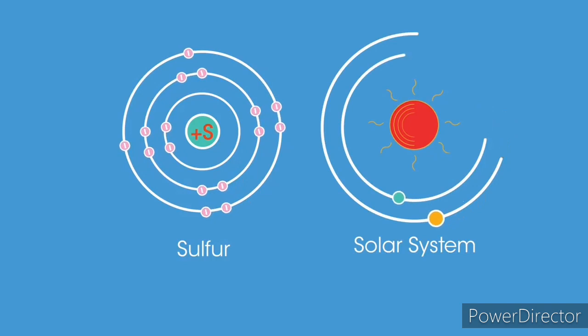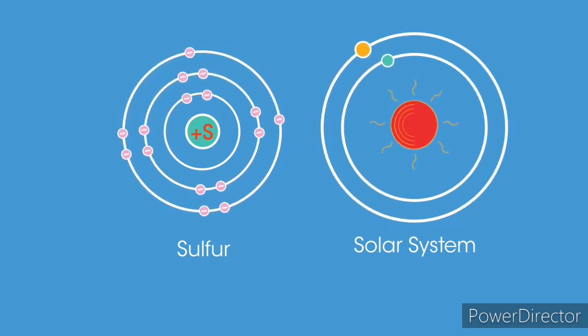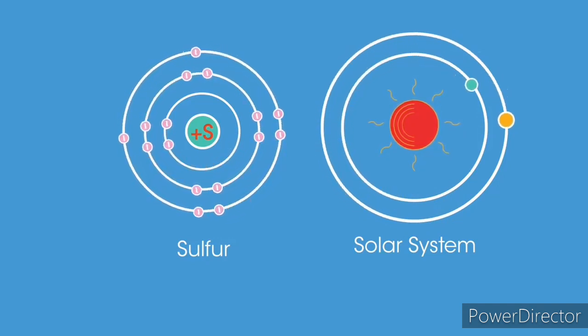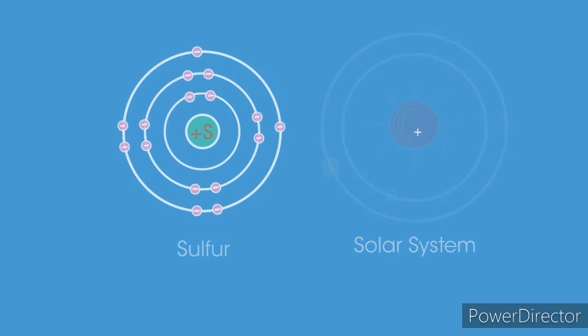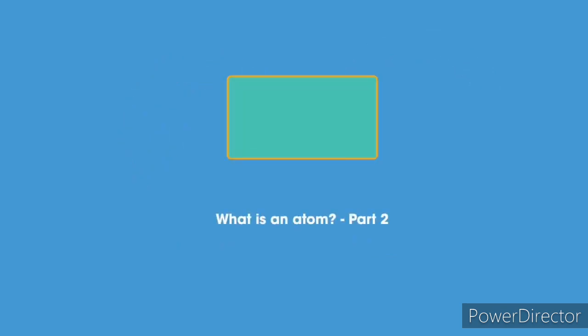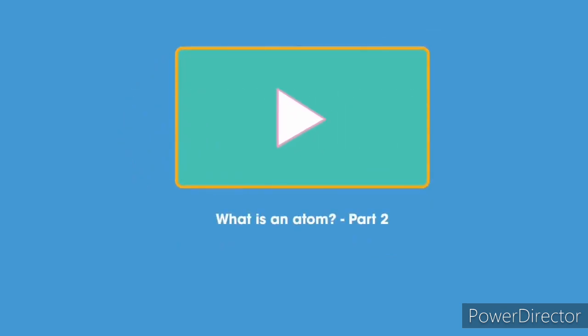In other words, electrons orbit the nucleus similar to how planets orbit the Sun. However, electrons can only orbit at specific distances and with specific energies. We will look at the differences in structure of atoms of different elements and the periodic table in another video.